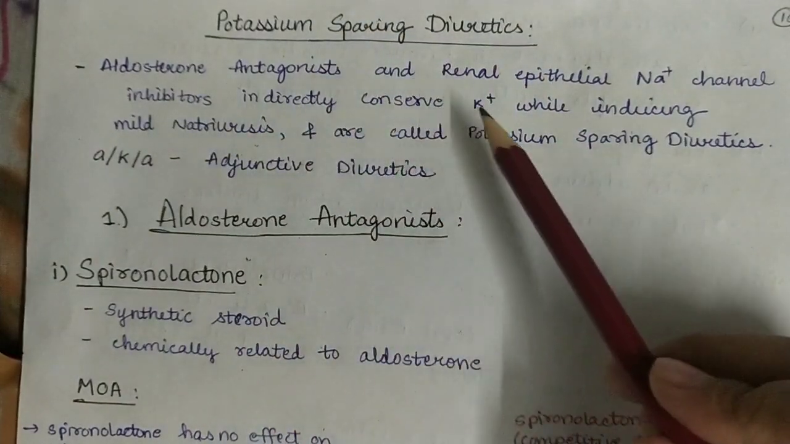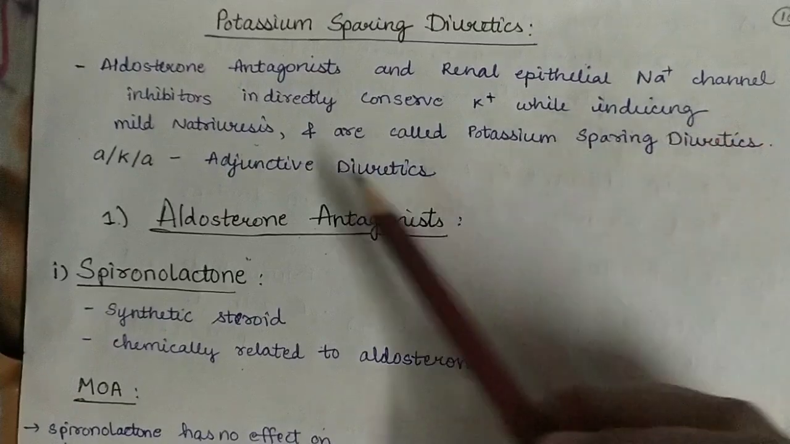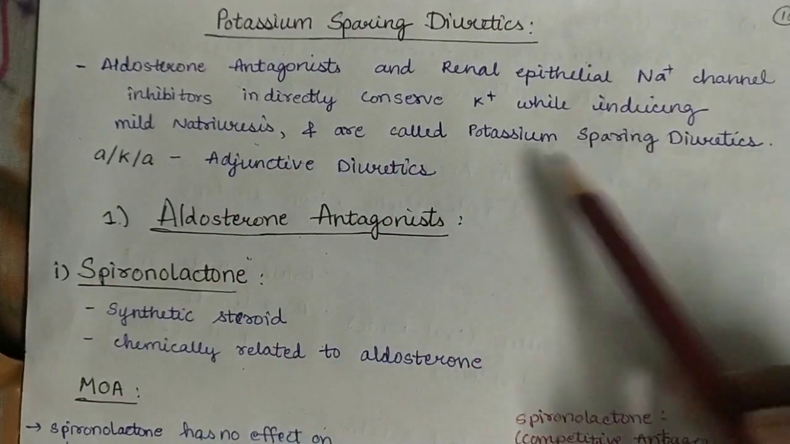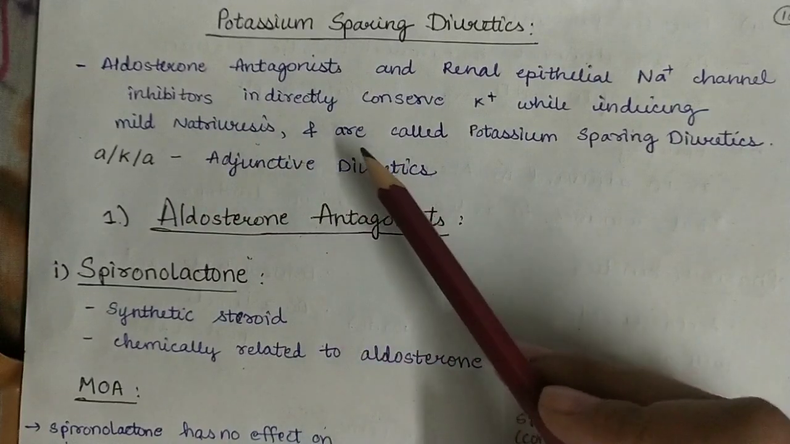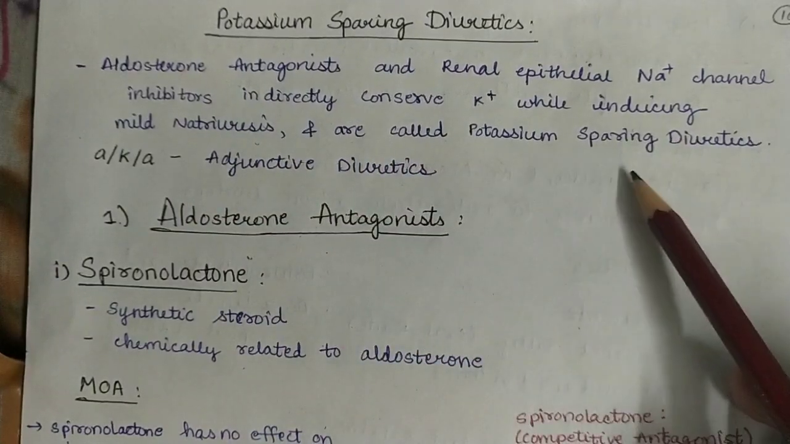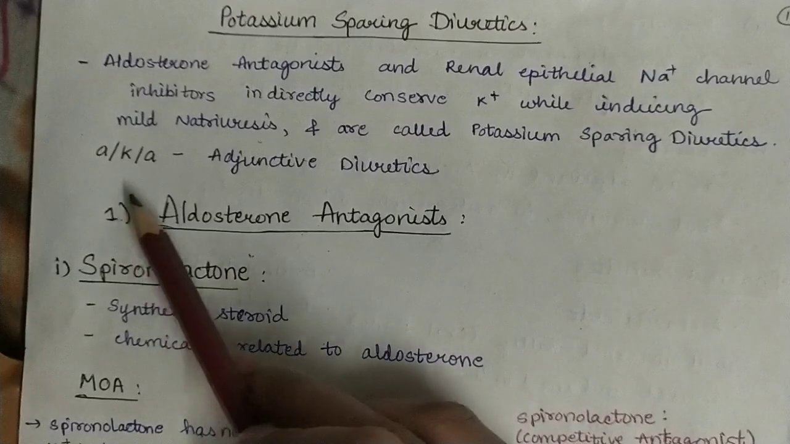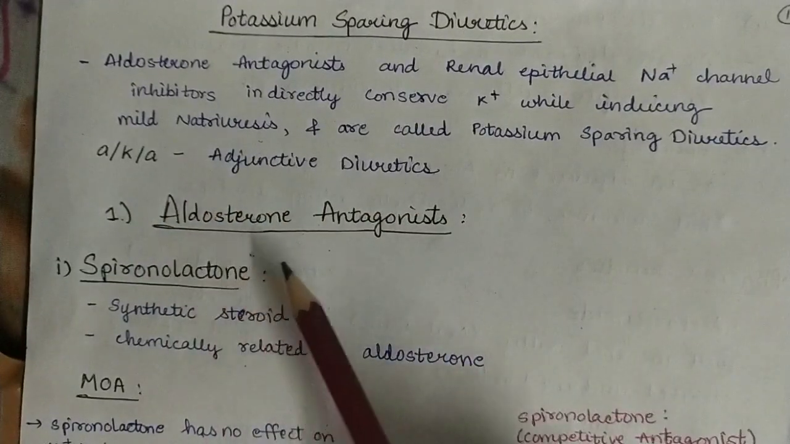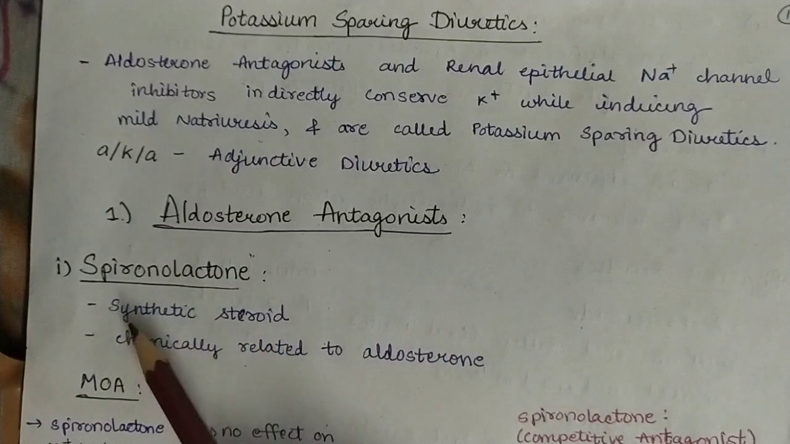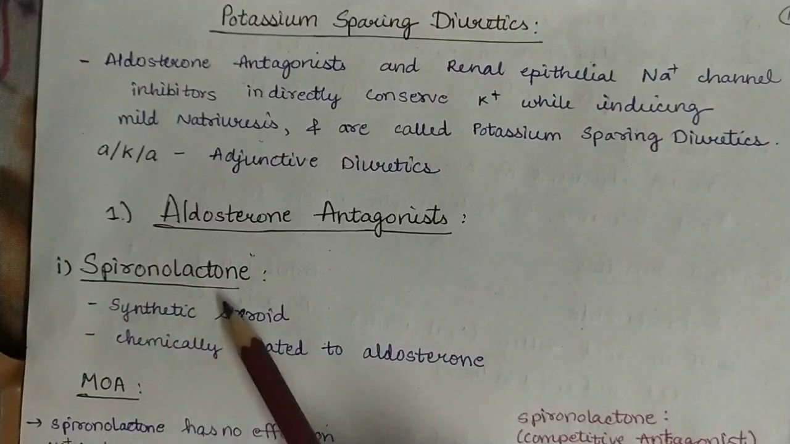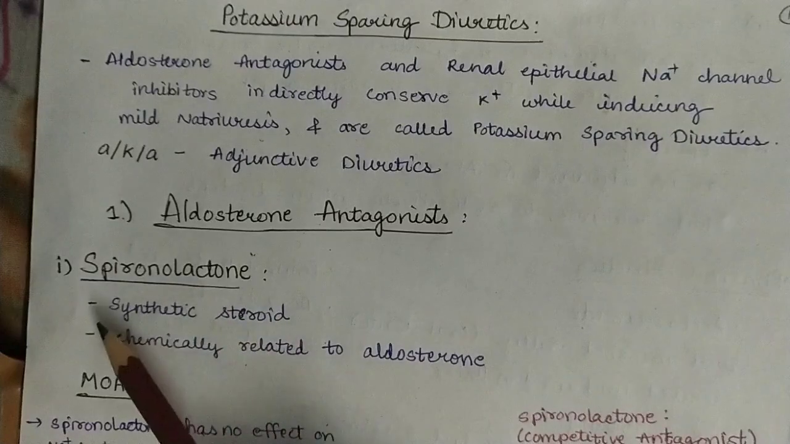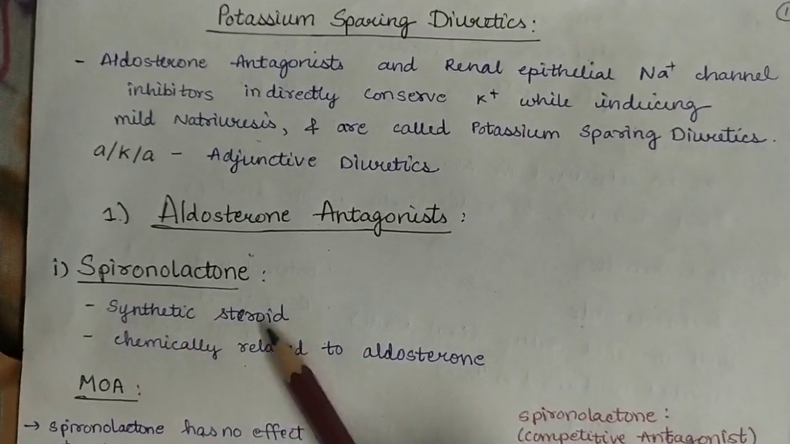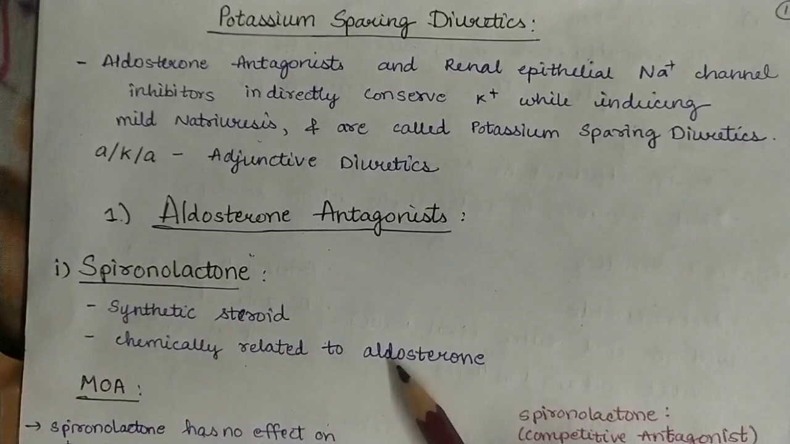Aldosterone antagonists and renal epithelial sodium channel inhibitors indirectly conserve potassium while inducing mild natriuresis, and hence are called potassium sparing diuretics. They are also known as adjunctive diuretics. First, aldosterone antagonists. They include two drugs, spironolactone and eplerenone. First, we will discuss spironolactone. It is a synthetic steroid and chemically related to aldosterone.